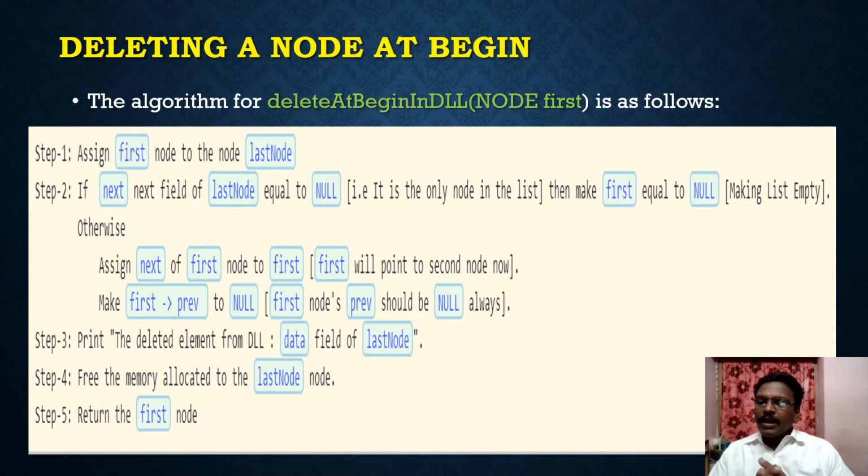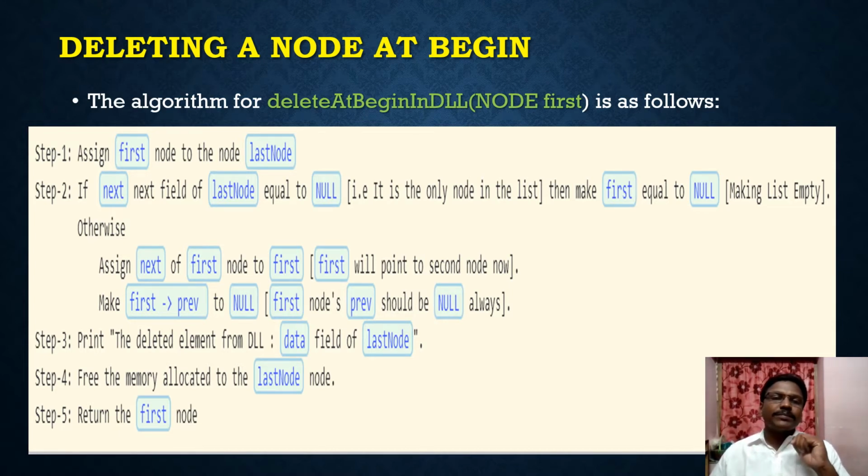Today, I would like to explain deleting a node at begin. In the last lesson, I discussed how to insert a node at begin, how to insert a node at another position, and how to display the existing nodes in a double linked list. Now, I will discuss deleting a node at begin.